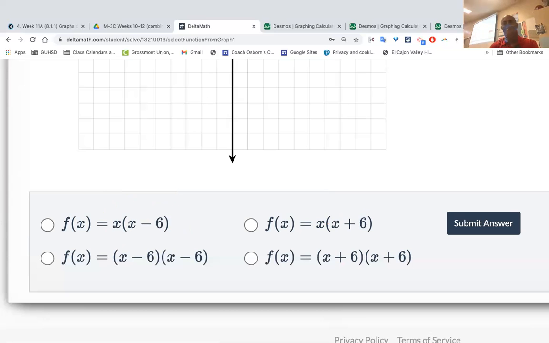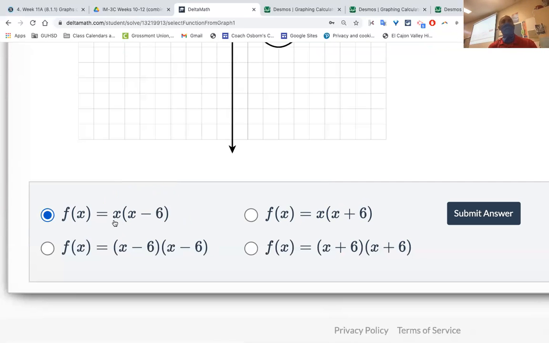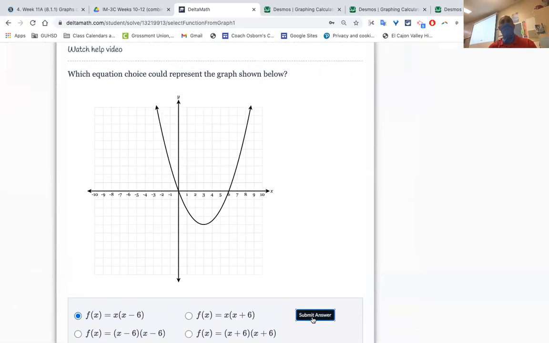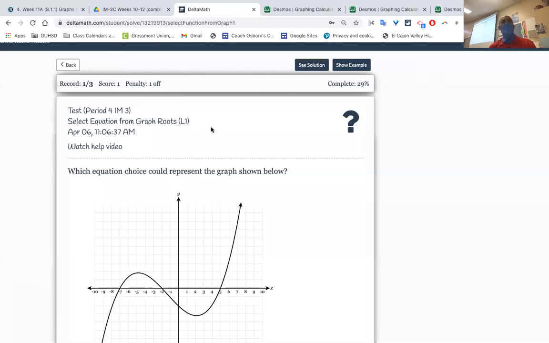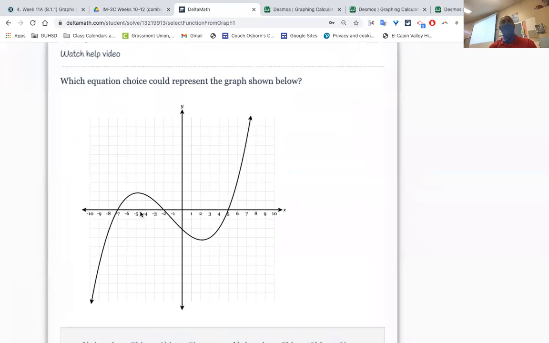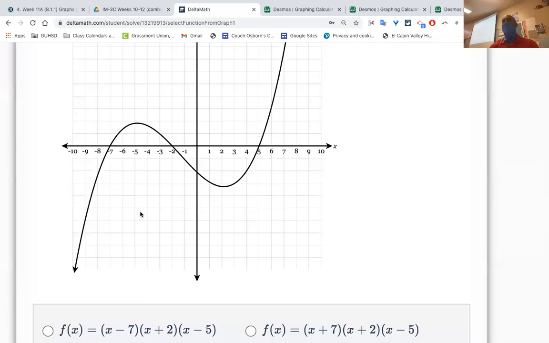Okay, so let me clear that out. Okay, so let's do another one. All right. Okay, so how many solutions do we have here? How many roots? Solutions? 3. How do you know it's 3?